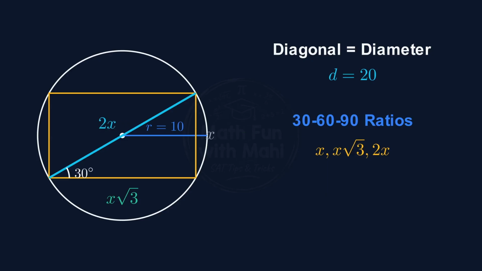Now we simply solve for x. If 2x is equal to our diagonal of 20, then x must be 10. This allows us to instantly find our real world dimensions. Our triangle height is 10 and our base is 10 square root of 3.